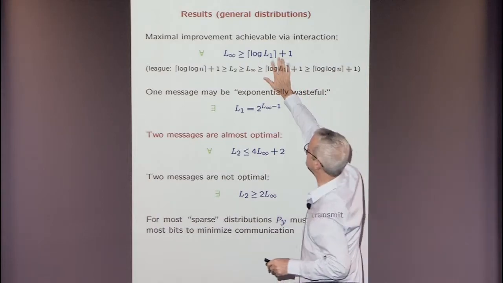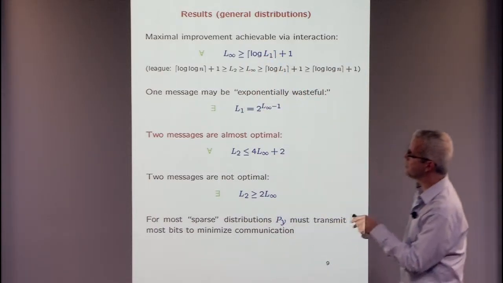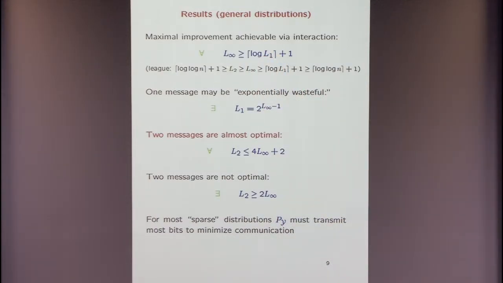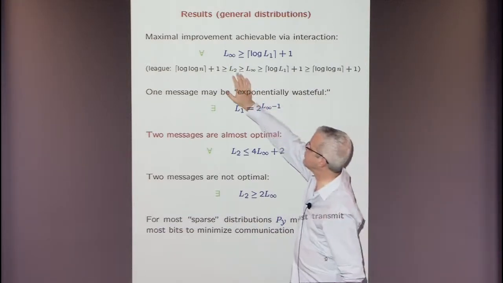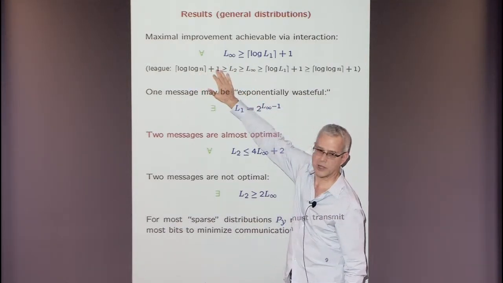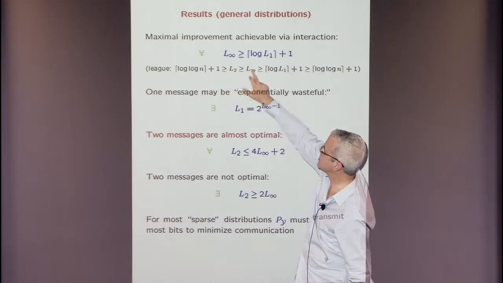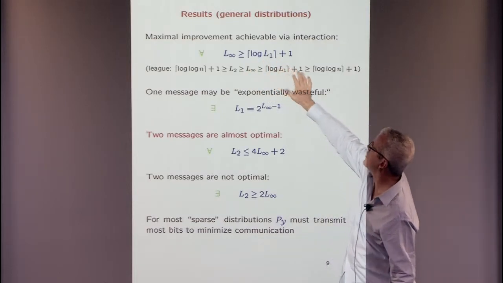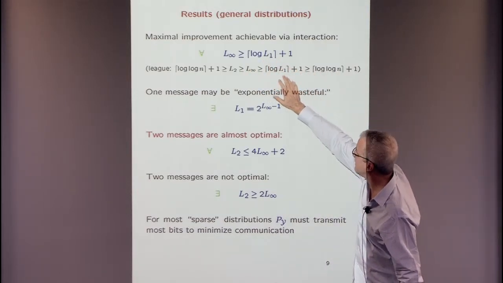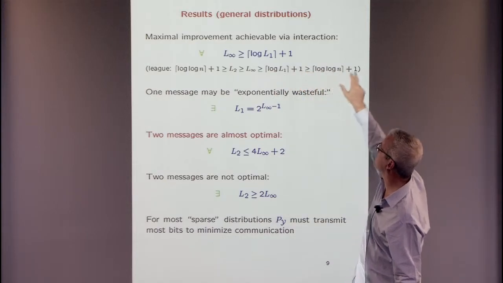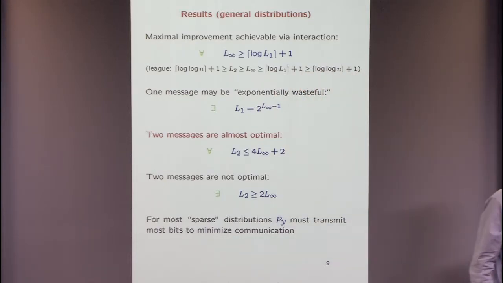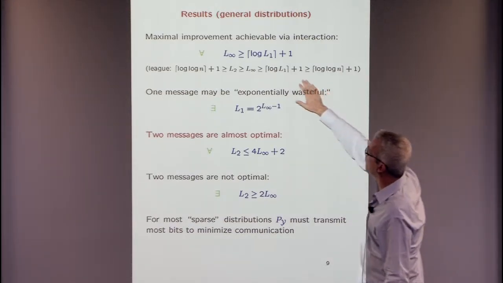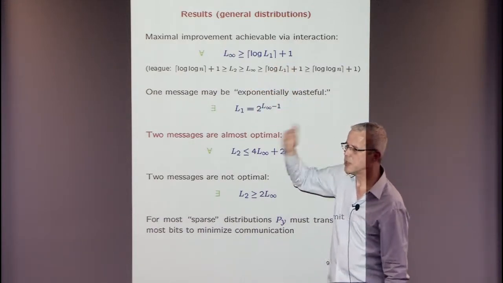So this is sufficient to solve the leak problem, because we saw that we had a protocol with 2 messages that required log n plus 1. But 2 messages is bigger than L infinity. And L infinity by this is at least log L1 plus 1, and log L1 was log n, so you get log n plus 1. All of these must hold with equality. Okay? So that means that 1 message can be exponentially wasteful.